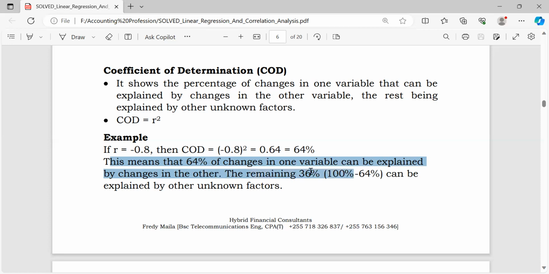The remaining percentage, which is 36%, 100% minus 64, can be explained by other unknown factors like, let's say, inflation and many others, right? So this is the real meaning behind the term coefficient of determination.